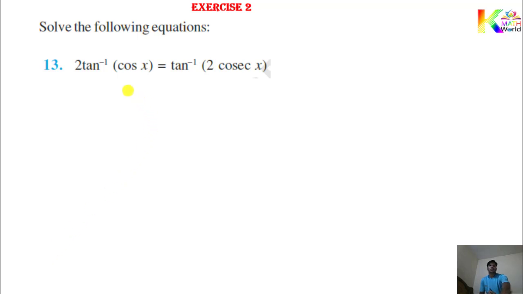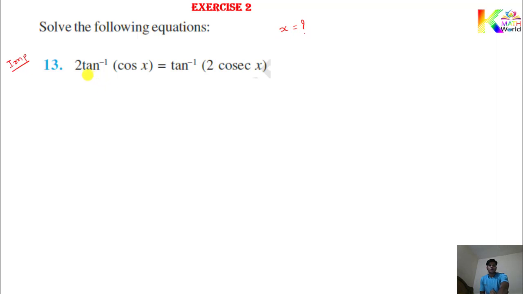Next question. 2 times tan inverse cos x equal to tan inverse of 2 cos x. Important question. Okay. 2 times tan inverse cos x. You have the direct formula, but if you forget that formula, then you can easily get the answer a different way also. So suppose you don't remember the formula, then 2 times is given. So write it twice. It means tan inverse cos x plus tan inverse cos x. Solve the equation. It means you have to get the value of x.